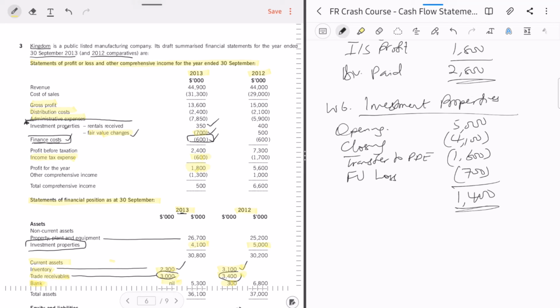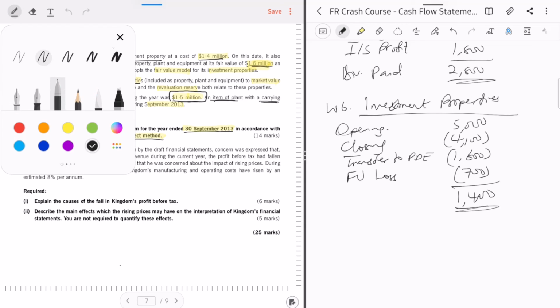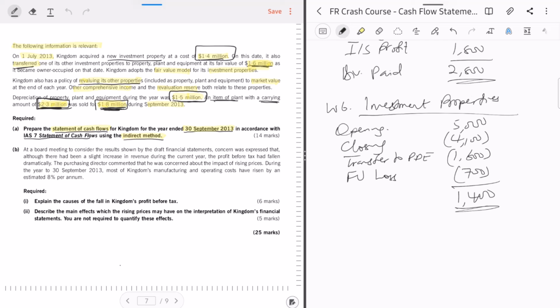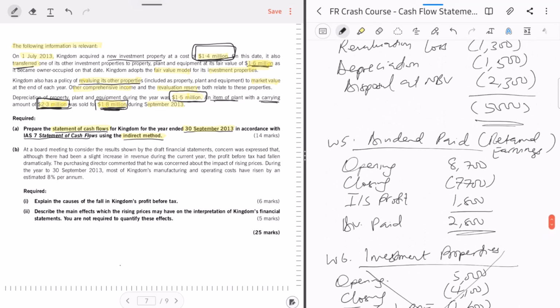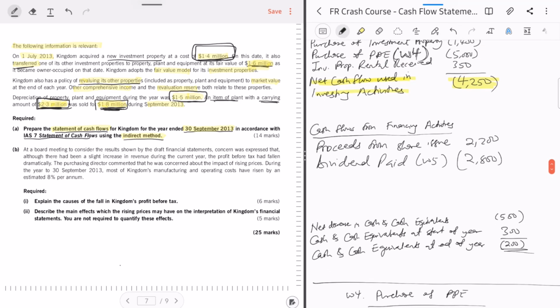And can we all see right here that what they said they acquired investment property of 1.4 million right here, right? So that gives us a confirmation that that was the amount in cash. So this is not really a working we needed to do, right? It was just to confirm that we were on the right course. So on that note, let's come here and close off. It shows that we've picked everything we need to pick in this question.